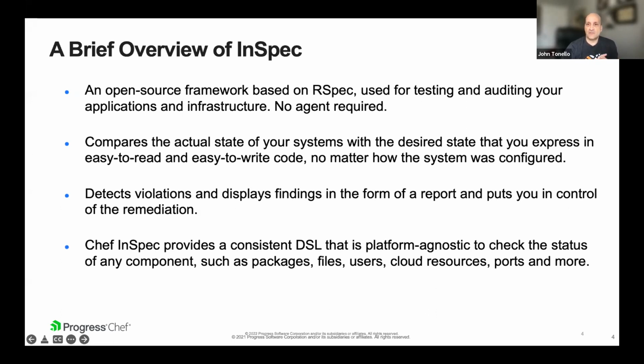InSpec at the most fundamental level compares the actual state of a system, whether it's a full VM, bare metal machine, cloud instance, or Docker container, against the desired state that you've defined and expressed in your Chef code. It's important to note that in these examples today, you'll see some examples of specific Chef code. And though it's written in Ruby, you by no means need to be a Ruby expert. I don't consider myself a Ruby expert. So that shouldn't put you off.